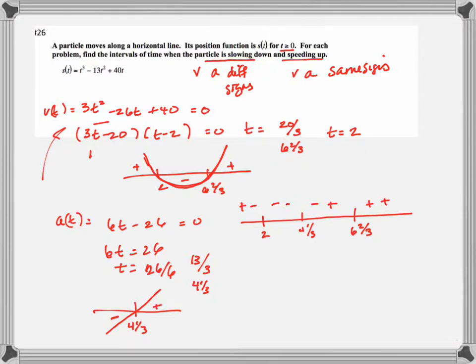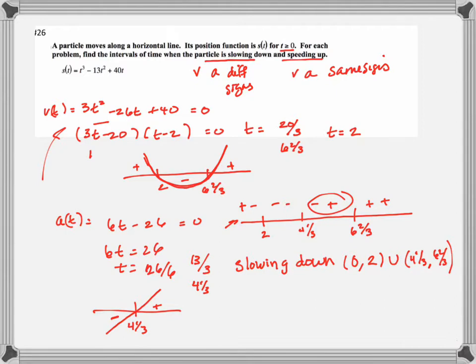So it's slowing down where the signs are different. Starting from 0, that is from 0 to 2, and then again from 4 1/3 to 6 2/3. You could have used the fractions, it's the same thing.